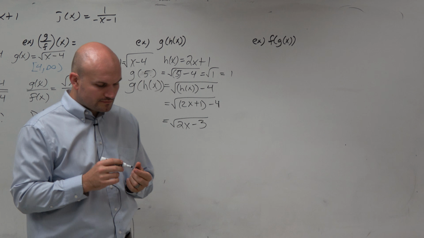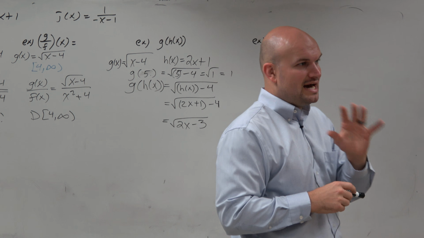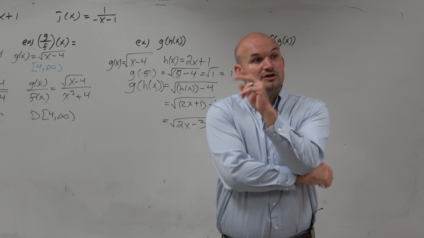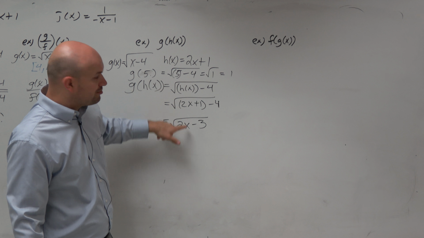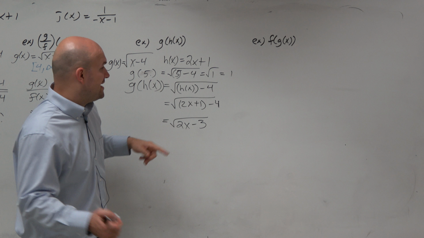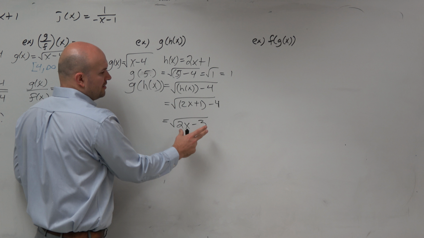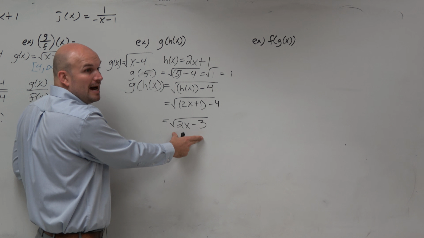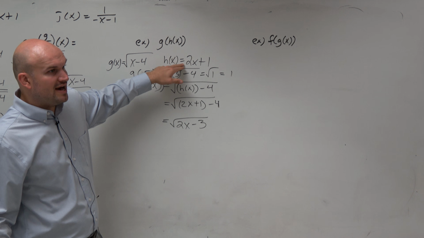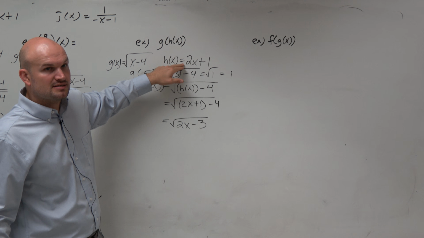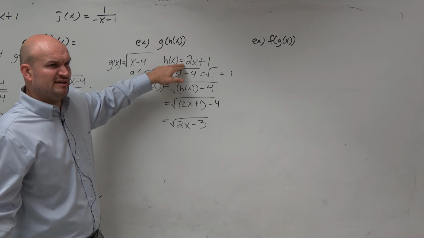When you're doing domain and compositions, you actually have to look at the domain twice. You have to look at the domain of the function that you're plugging in, and you have to look at the domain of what we call the composition of the two functions. We don't need to worry right now about h of x, because what's happening with h of x? It's all real numbers, right? So we don't need to worry about that.